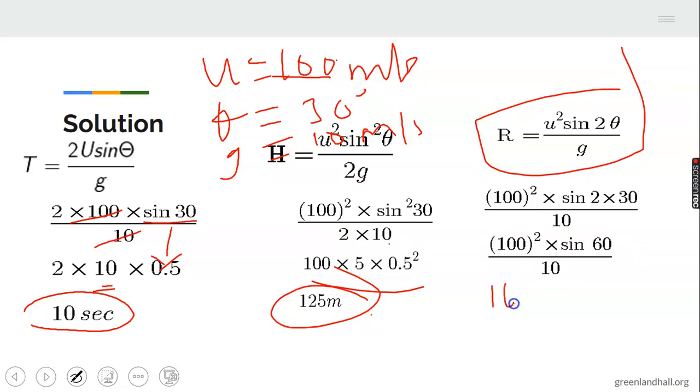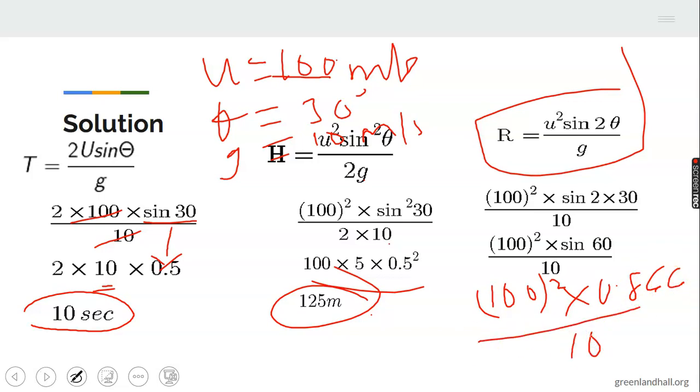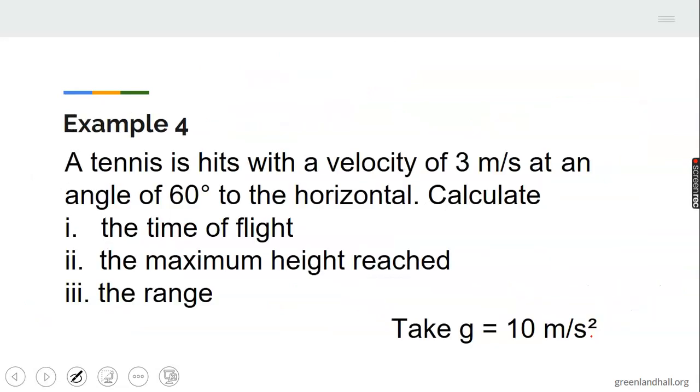That is 100 squared times 0.866 divided by 10. You can finish that one on your own to show that you really understand what we're talking about. Now, example 4.